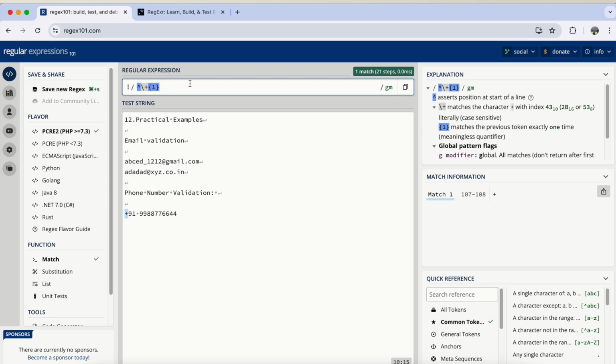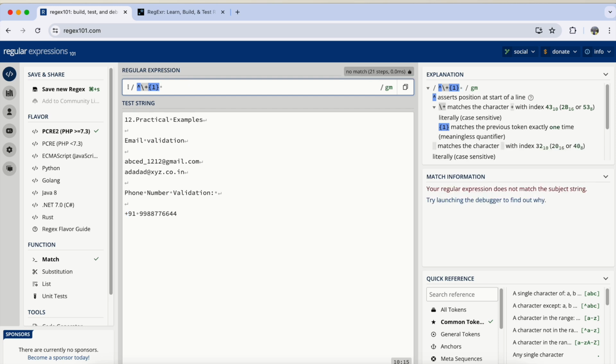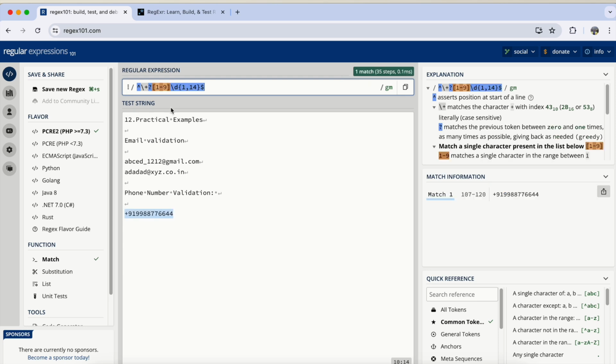and followed by digits. How many digits should be there in the phone number? It depends on the country. Let us say minimum 10 to 12 digits, we can say, right? Here this is the regular expression to validate the phone number.